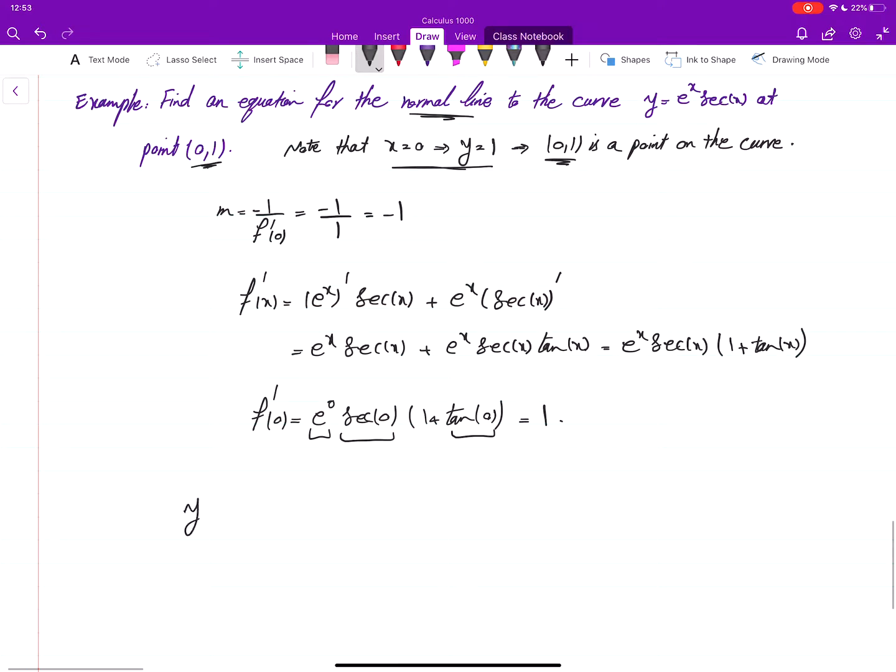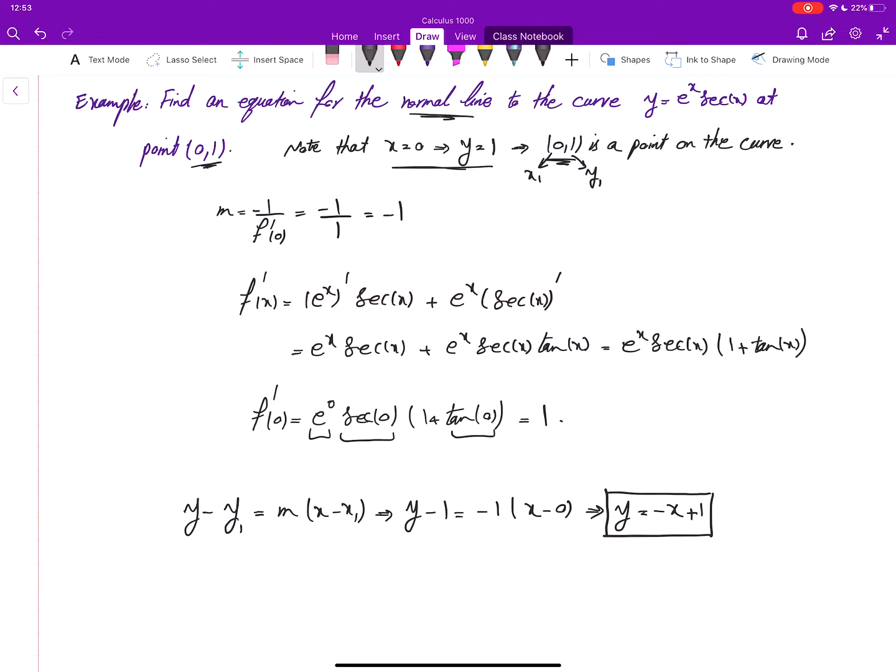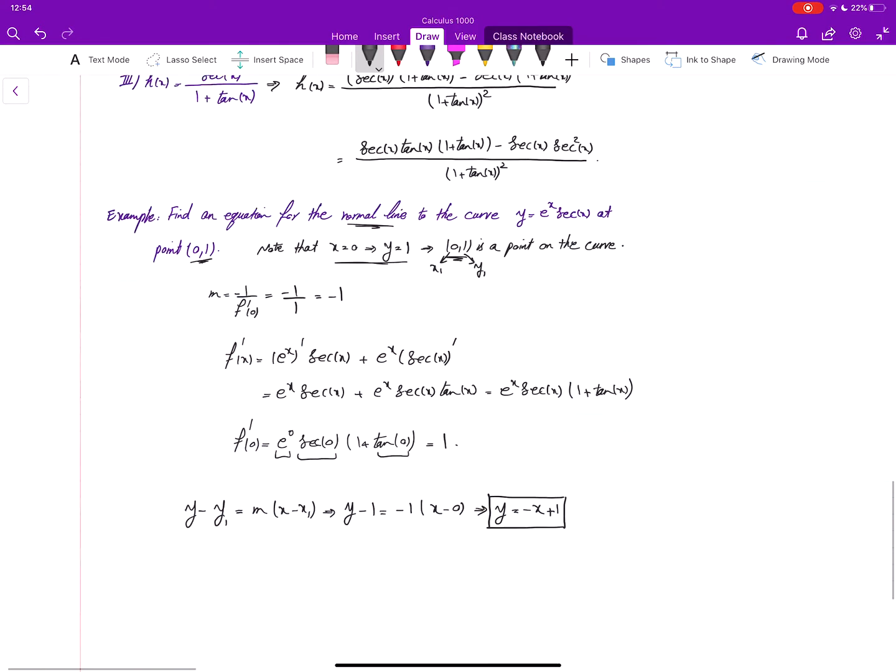We have the point: y minus y1 equals m times x minus x1. You see this point, the second component is y1, the first component is x1. So here is y minus 1 equals negative 1 times x minus 0. And that gives us y equals minus x plus 1. That's the normal line to the curve at that point.